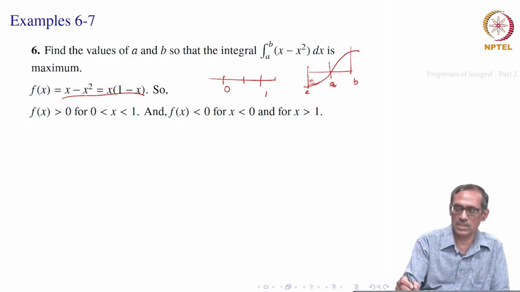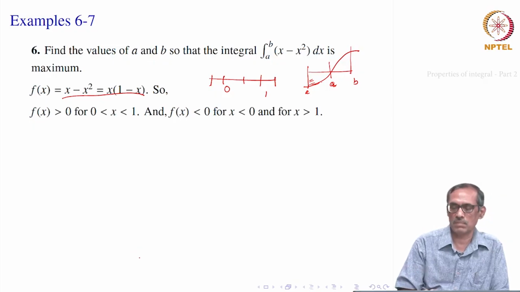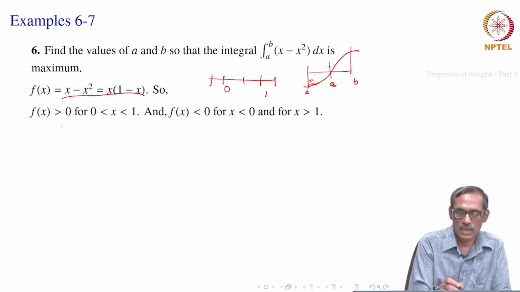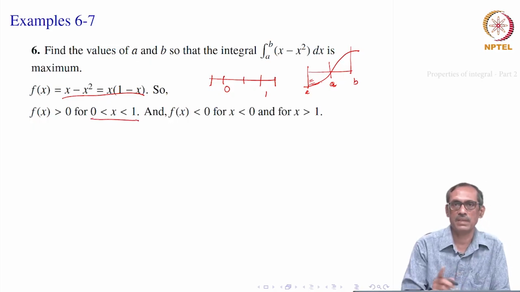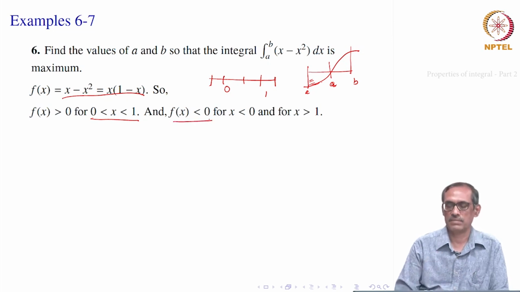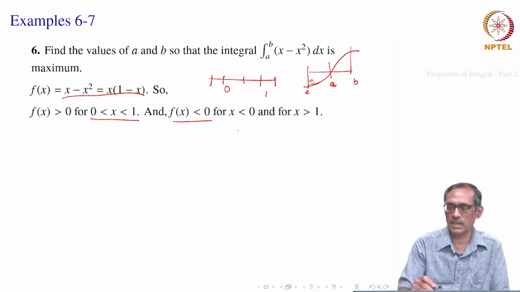If x is bigger than 1, then 1 minus x is negative but x is positive, so the product will be negative. Or if x is less than 0, then x itself is negative but 1 minus x is positive, so it is again negative. So, what we observe is that for 0 less than x less than 1, f of x is positive, otherwise it is negative, that is, for x less than 0 and for x bigger than 1.